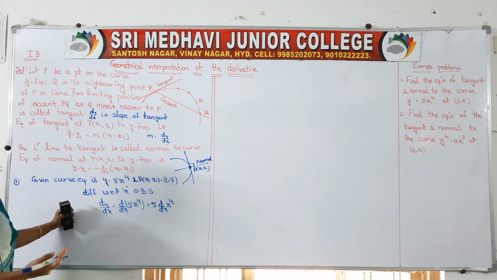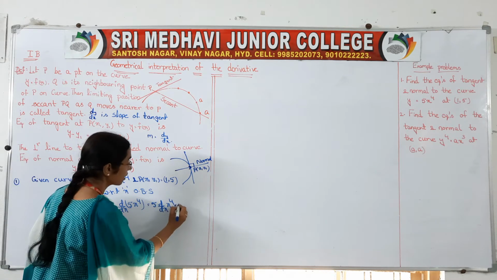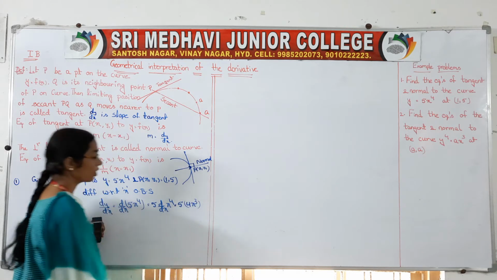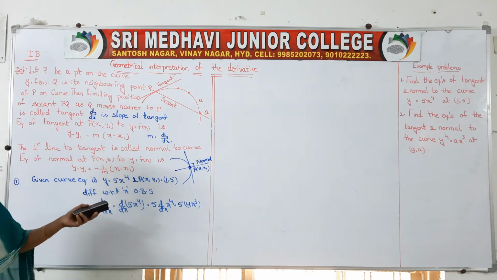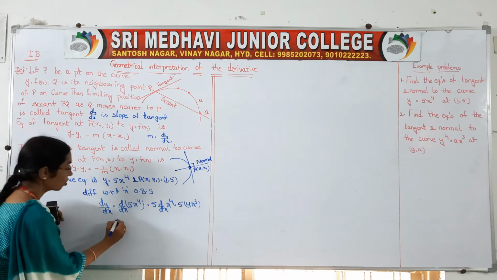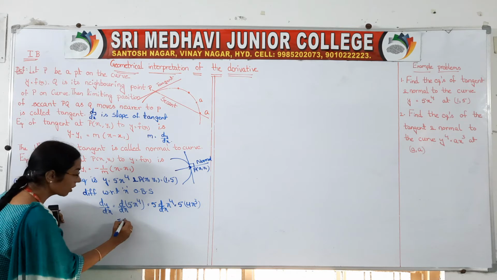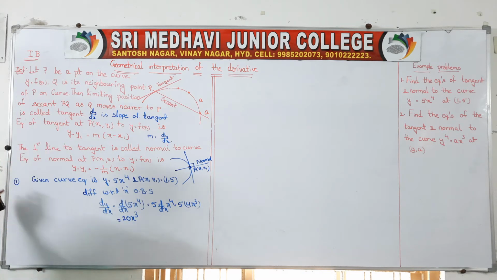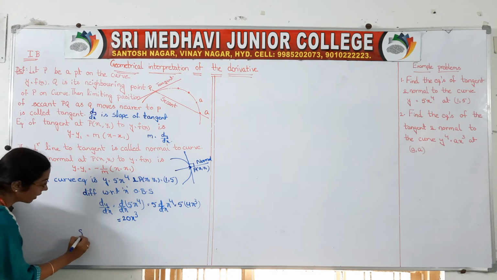Whenever a constant is there along with the function in a derivative, we will write that constant outside. So it is equal to 5 into 4x cube. In the x to the power of n form, d by dx of x to the power of n is n into x to the power of n minus 1. So it is 20x cube.